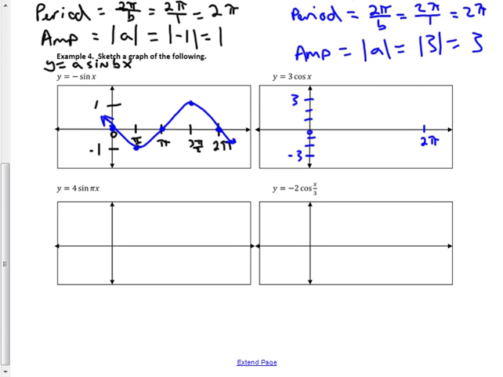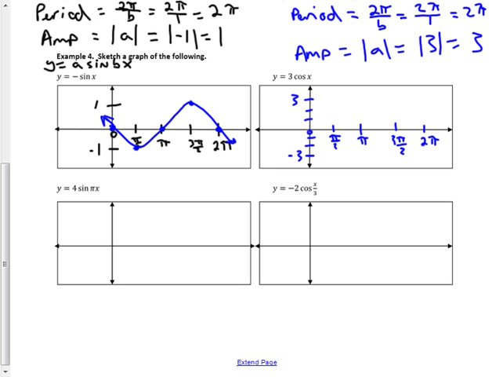It's going to look almost exactly the same as the original cosine parent graph, except that it's got a different amplitude. It's got an amplitude of 3 instead of 1. But the things that I need on here are the important points. I've got halfway in between there, halfway in between those. Okay, so I've got pi over 2 and 3 pi over 2. Same problem that I just had on the last one.